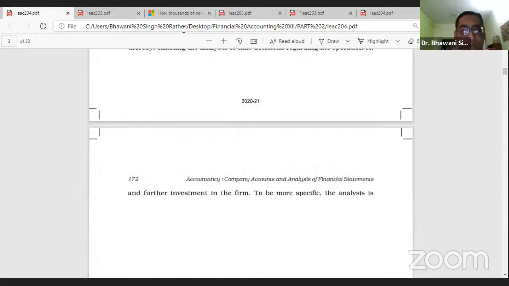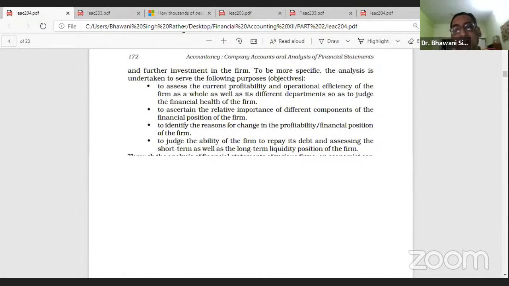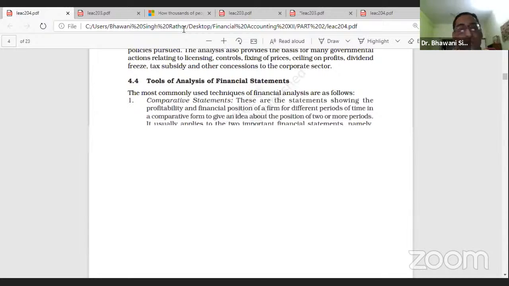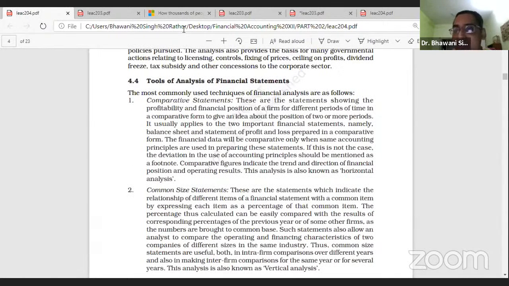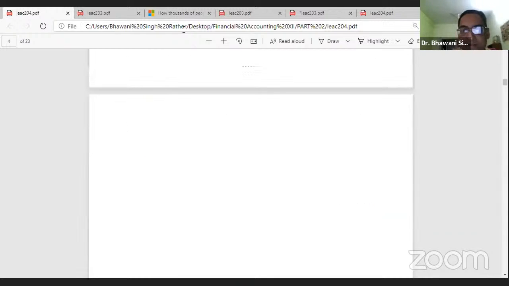In this particular class, we focus on the tools of financial analysis, that is, what are the different tools for doing the financial analysis. Our course talks about four tools: comparative statements, common size statements, ratio analysis, and cash flow statements. These are the four tools which are part of our syllabus. Today we'll discuss the first two tools, comparative statements, also known as horizontal analysis, and common size statements, also known as vertical analysis. So let us see what comparative statements and common size statements are, for understanding the financial analysis of companies.